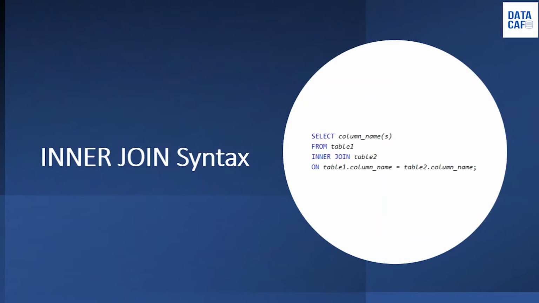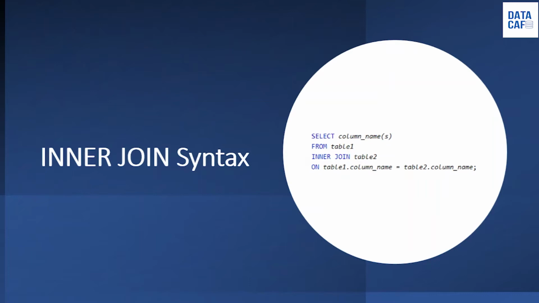I have also included the simple inner join syntax. You can see select, then you can include the column names, then after the from you can mention table 1, and after that inner join, which is a keyword, and then you mention table 2. After the on keyword we have to give the joining condition for both tables: the table 1 column name equal to the table 2 column name. Likewise you can implement the inner join with SQL.